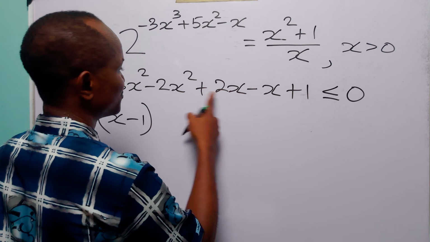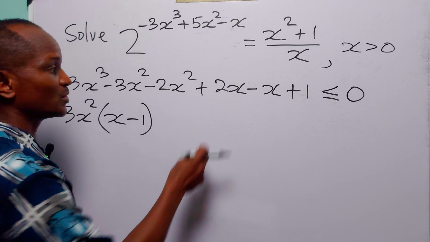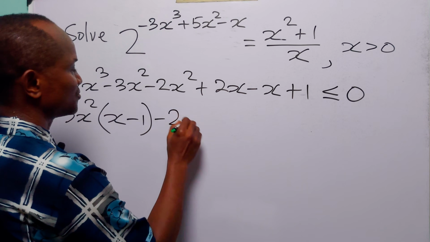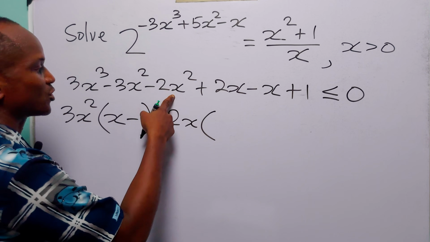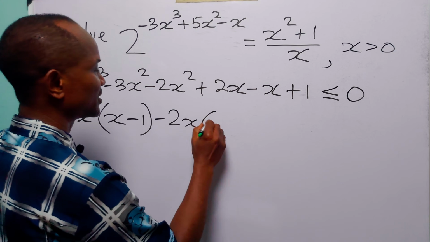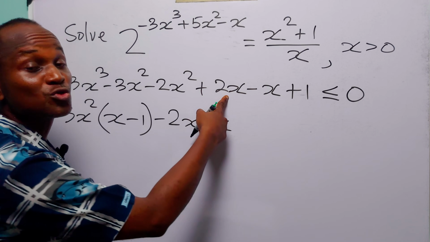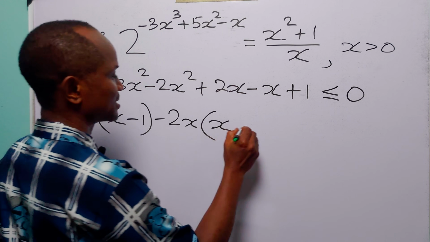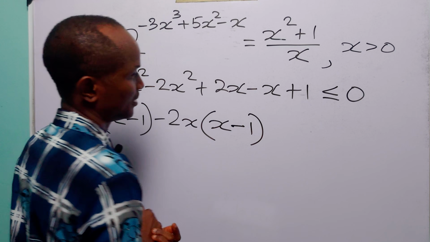When you look at these two, you're going to see a common factor, which is 2x. So we have minus 2x. Now, minus 2x squared divided by minus 2x is going to give us x. And 2x divided by minus 2x is going to give us minus 1.